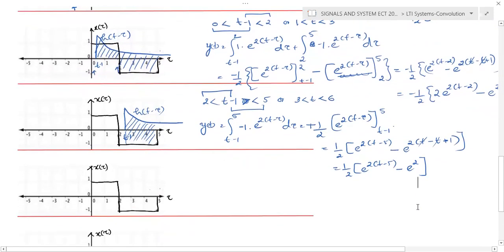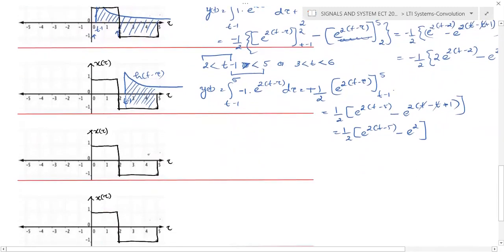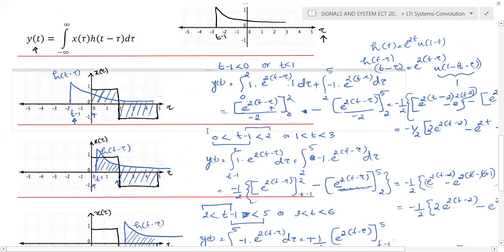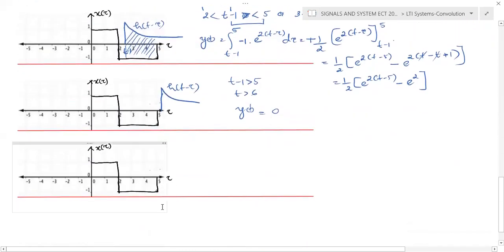Now I can conclude the last case, that is t minus 1 is greater than 5. So this is actually h of t minus tau. Here y of t, that is t minus 1 greater than 5, or you can write t greater than 6. In this particular limit there is no overlapping area, so y of t becomes 0. Okay, we got different cases, and so we can conclude the final result like this.